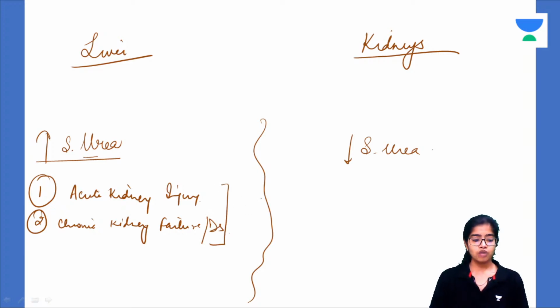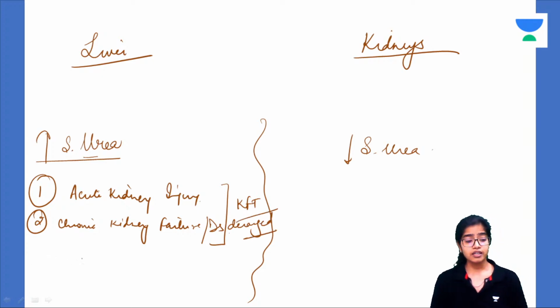How will you consolidate your diagnosis? The whole of the KFT will be deranged. Okay, other kidney function tests will also be deranged, like creatinine, glomerular filtration rate, and uric acid. All these will be deranged. Now another thing is when there is dehydration.